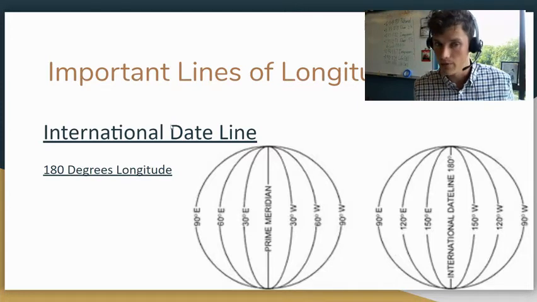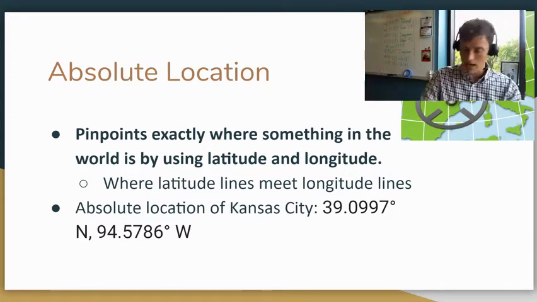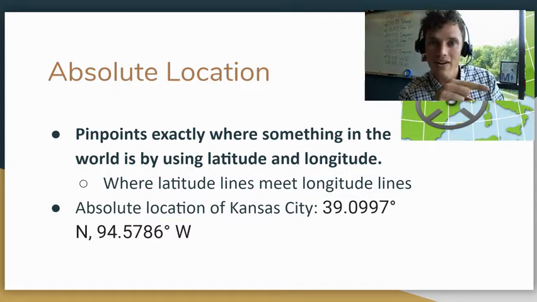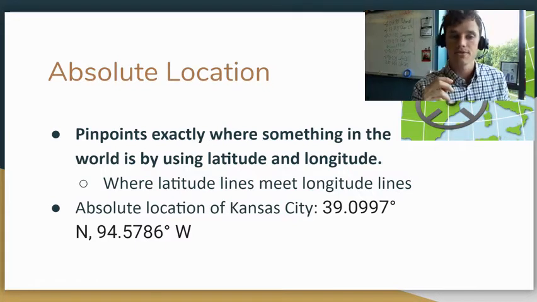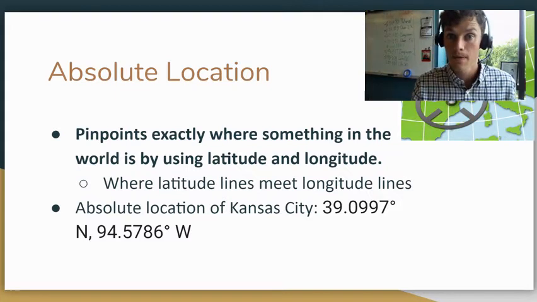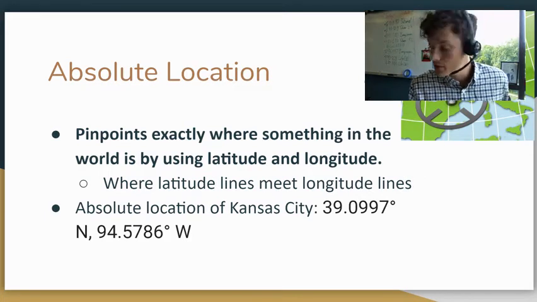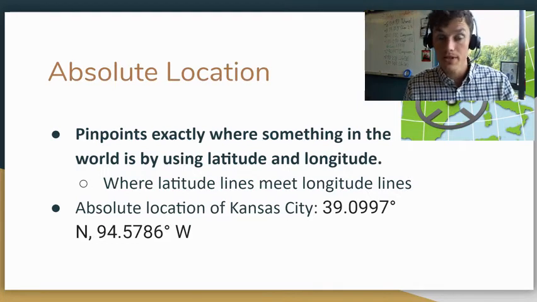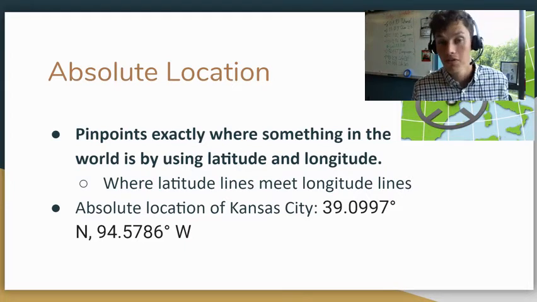I'm going to move on now to why we do this. Why do we have these lines, these confusing lines around the Earth? It is so that we can pinpoint to a T where something is. That's called absolute location. Absolute location tells you exactly where something on this Earth is. You, right now, watching this video, have an absolute location. And if you have a phone in your pocket, that phone has that absolute location. You are being tracked right now. Every one of us has coordinates if you have a phone. All right?